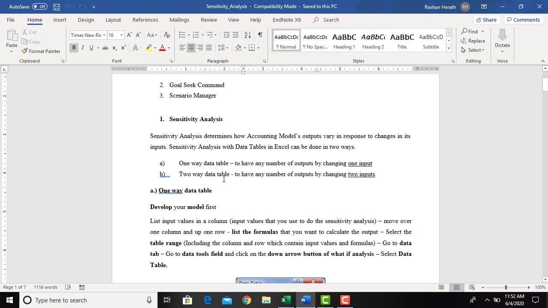In a two-way data table, you can see, when there is a change in the selling price and also a change in the variable cost, the cost information, what is the effect that it has on the profit? Something like that. So you necessarily have two inputs.